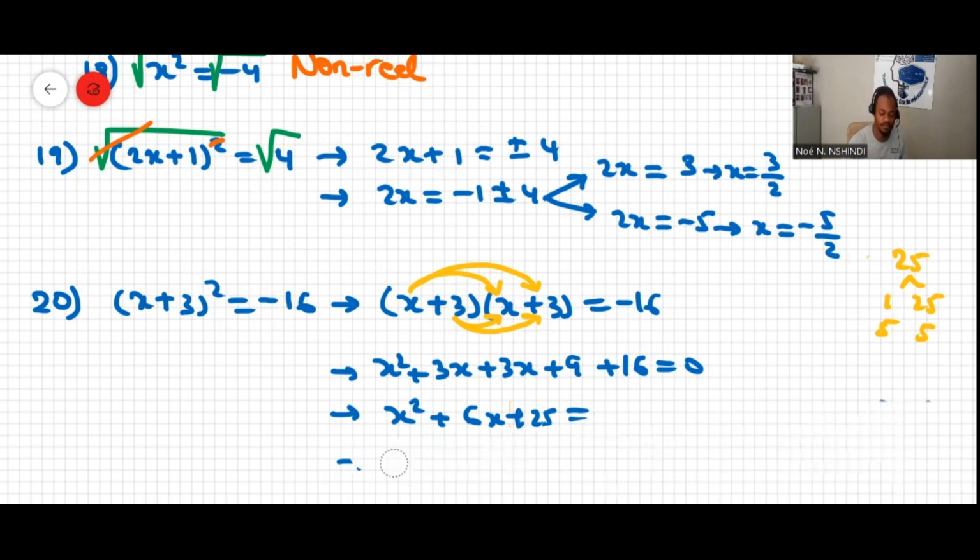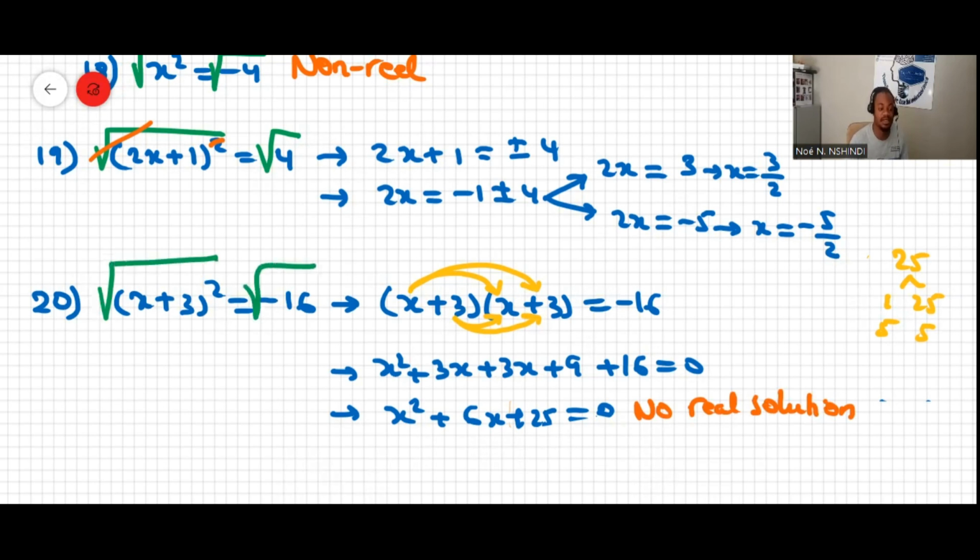So no solution. No real solution. Okay, we could start by, as we said here, when you square root there, you square root there. Okay, this is non-real. So no answers there.